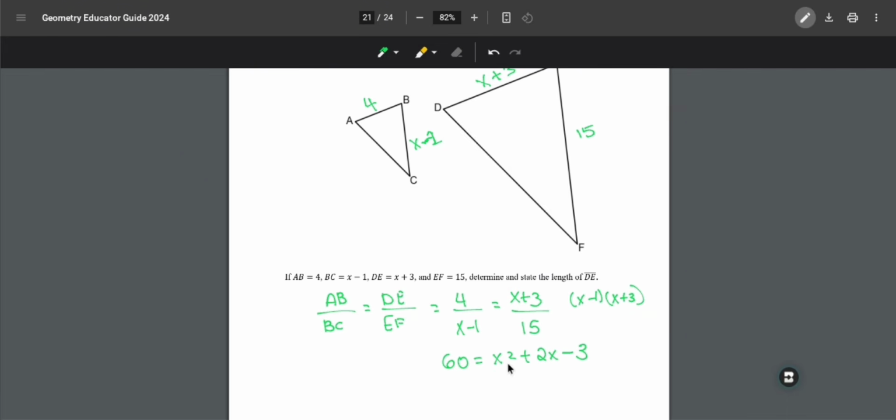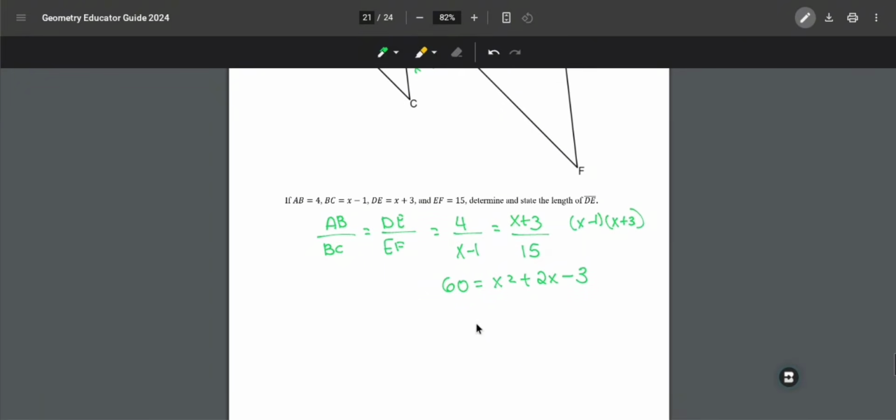Now, I see I have a quadratic, so I'm going to factor. I'm going to subtract 60 on both sides. I'm going to get x squared plus 2x minus 63 equals 0. So I need to find two factors that when multiplied give me negative 63 and add to get 2. Well, that's going to be 9 and 7, but I'm going to have negative 7 and 9. So then I'm going to write them out into my parentheses as the binomials.